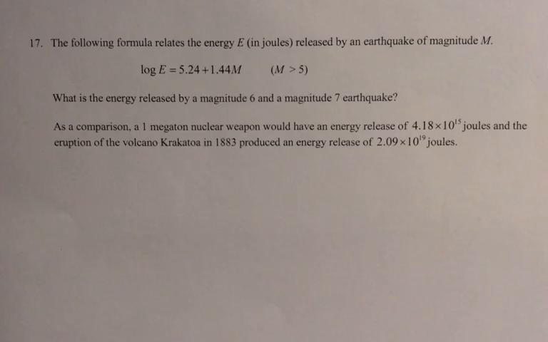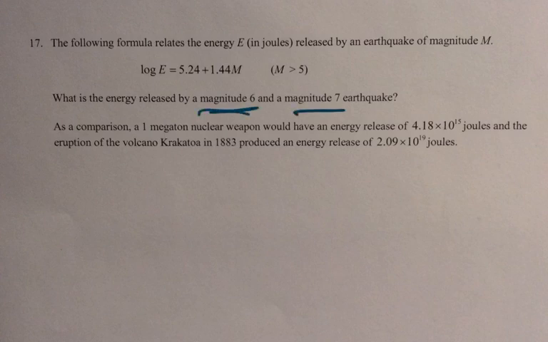For question 17, they give us a formula. It says the following formula relates the energy E in joules released by an earthquake of magnitude M. The equation is log of E equals 5.24 plus 1.44 m, where m, the magnitude, is greater than 5. It asks the question, what is the energy released by a magnitude 6 and a magnitude 7 earthquake? So we are actually answering two things right now.